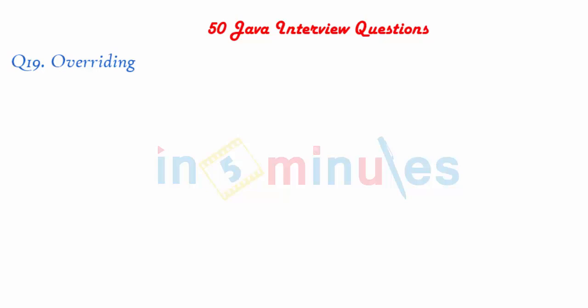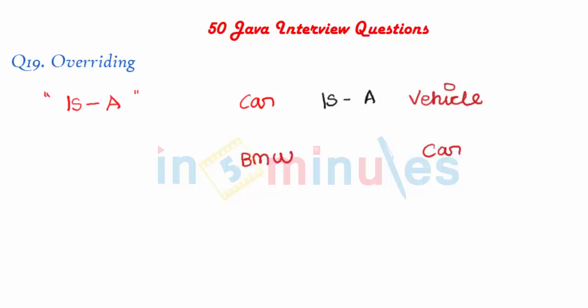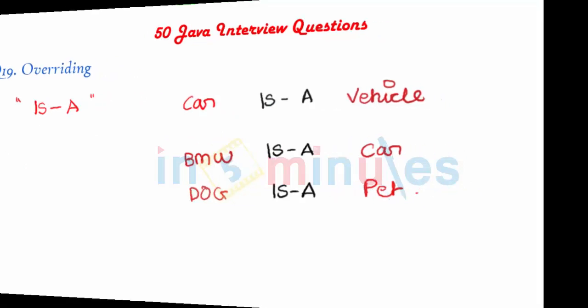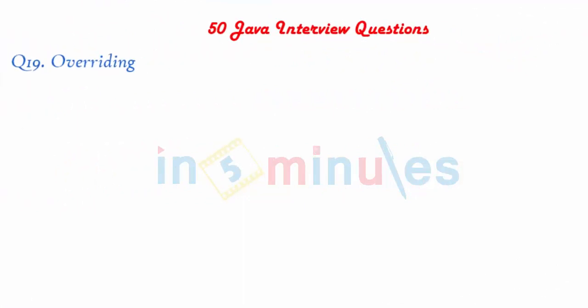Now when we are dealing with inheritance, we should remember that inheritance always models the is-a relationship. So you want to find an is-a relationship for your example. Something like car is a vehicle, or BMW is a car, or similarly dog is a pet. So first you want to get a few examples on board which will help you model inheritance in a graceful manner. Moving ahead, we want to model these examples.